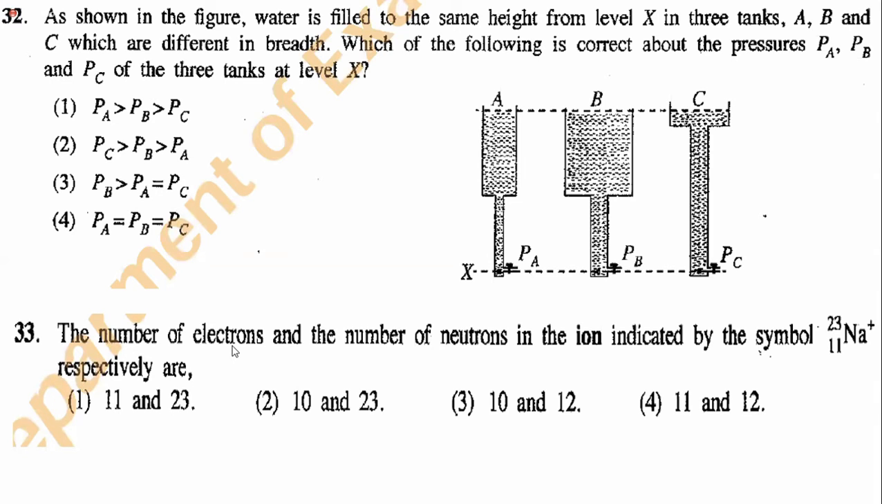And electrons also 11. We know the electronic configuration of sodium is 2, 8, 1. The charge balance is here: proton plus, electron minus. When one electron is removed from the outer energy level of sodium, it becomes 10.